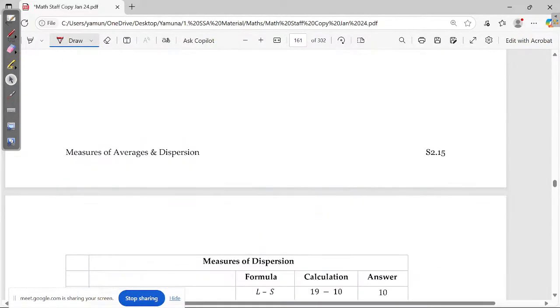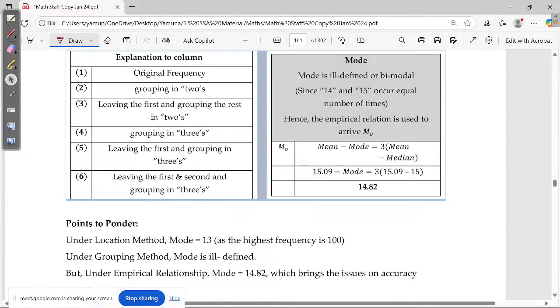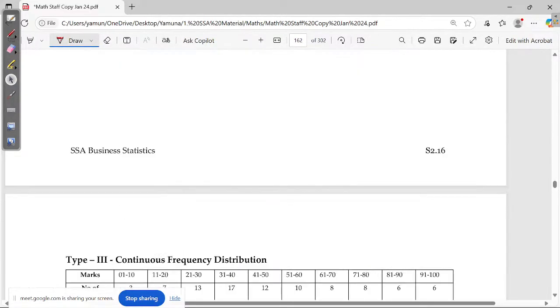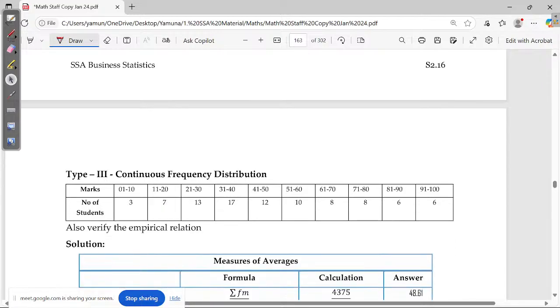We can go for page number 2.17. This problem. 2.17. Can you find this heading? Marks, number of students. And you have to make a note that this problem has class limits. So you have to make it class boundaries, then you have to find it. So this is the third problem.